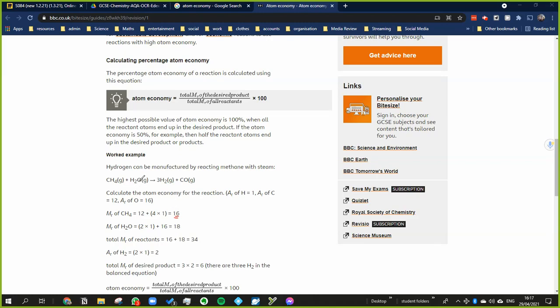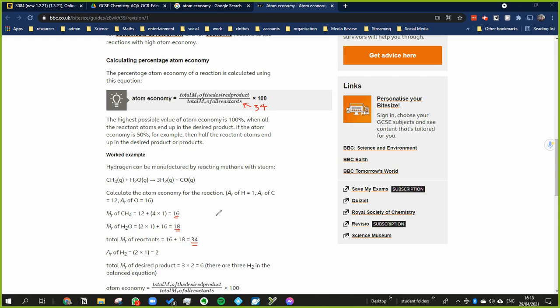Hydrogen is going to be 2 plus 16. Hang on a second. 2 plus 16, 18. Yeah. So the total mass of the reactants is going to be 18 plus 30 plus 60. 16 plus 18, which is 34. That's the total mass, right? So this number up here, that's the 34.